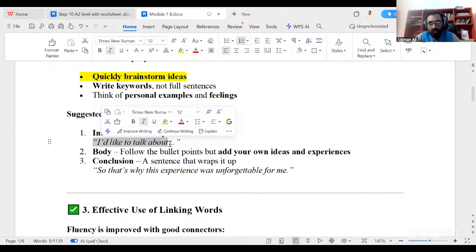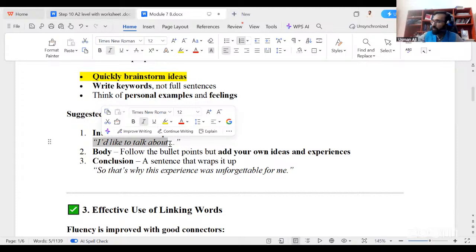I would like to talk about book reading. I would like to talk about the gadget I bought in previous months. I would like to talk about the visit to Murree Hills. I would like to talk about the tour which I took in previous years, like that. So, I would like to talk about is a good start.